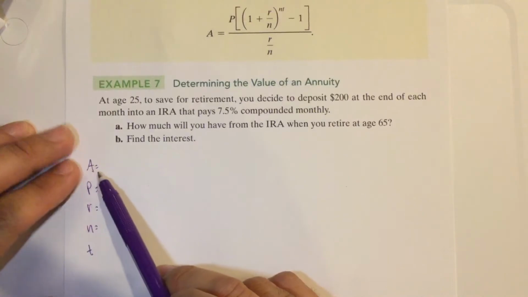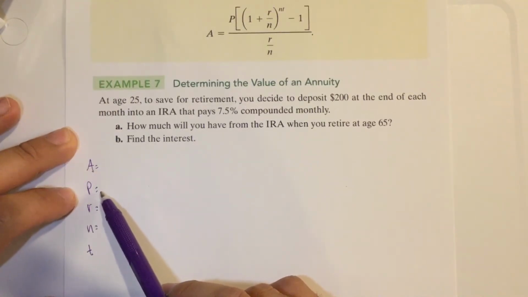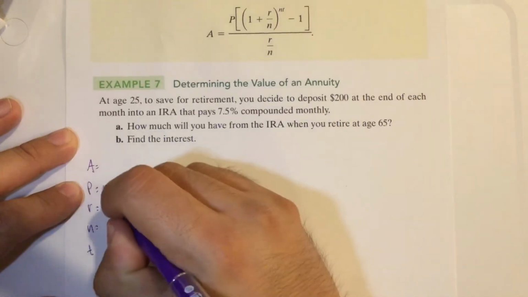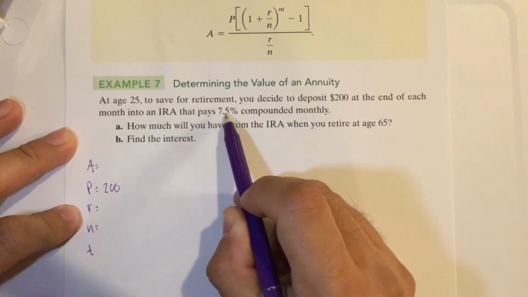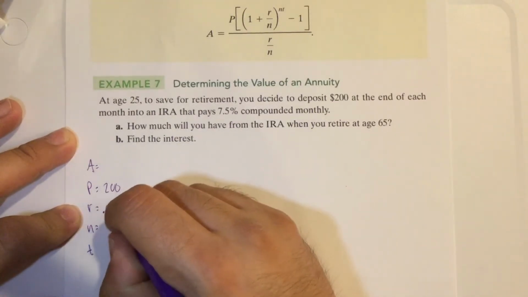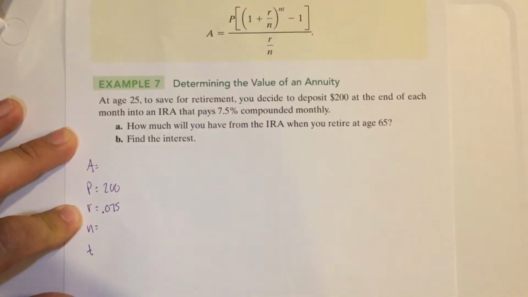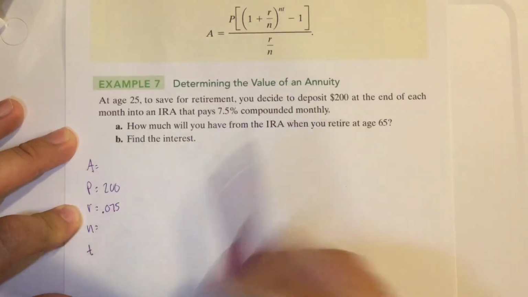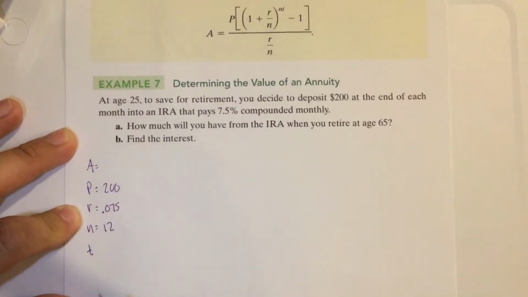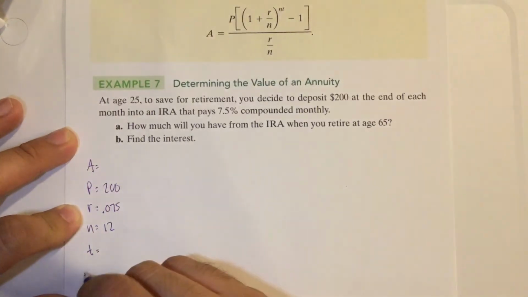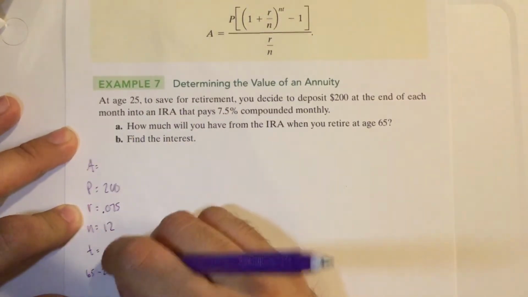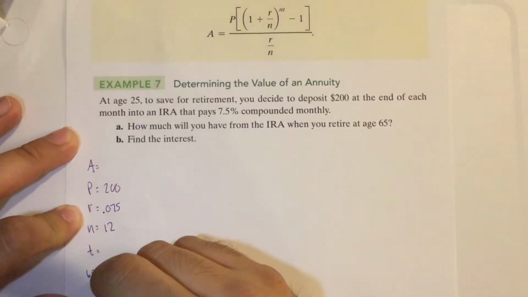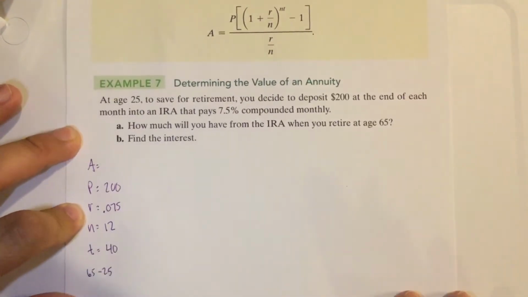Okay, so let's start with, we don't know what A is. That's the answer we're looking for. P is the initial amount, what we deposit, which is $200. R is the interest rate, so it's 7.5. We can move the decimal 2 to the left, which becomes 0.075, or divide by 100. Either way, you still come up with 0.075. N is the number of times it's compounded in a year, so it's compounded monthly, 12. And then T is the number of years. Well, for this one, be careful. You're 65 when you retire, but you start when you're 25. So you take away 25 from 65, and that's actually going to give you 40 years. So that's how I got all the numbers.